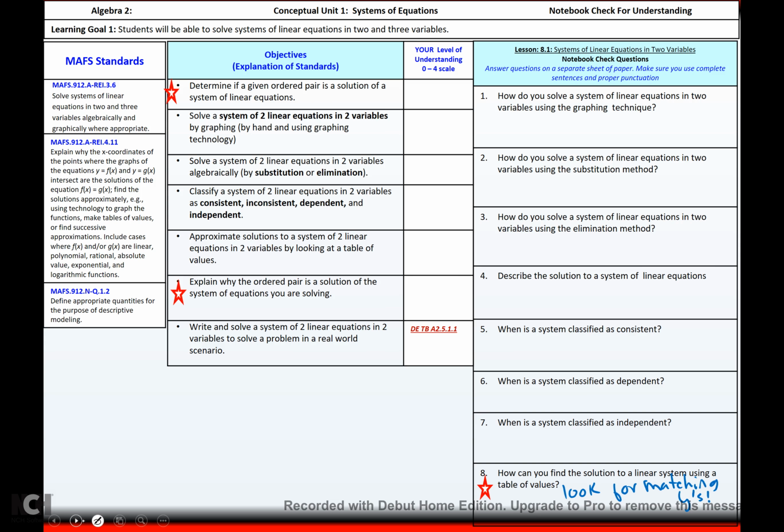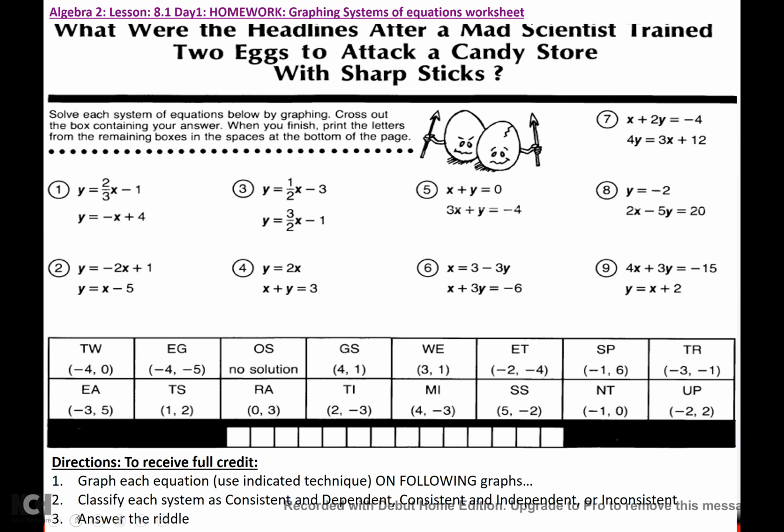Alright, your homework isn't on Math Excel tonight. It's just a worksheet. It's kind of a fun one, hopefully. It says, solve each system of equations below by graphing. Cross out the box containing your answer. When you finish, print the letters from the remaining boxes and the spaces at the bottom of the page. So we'll worry about the puzzle in a second.